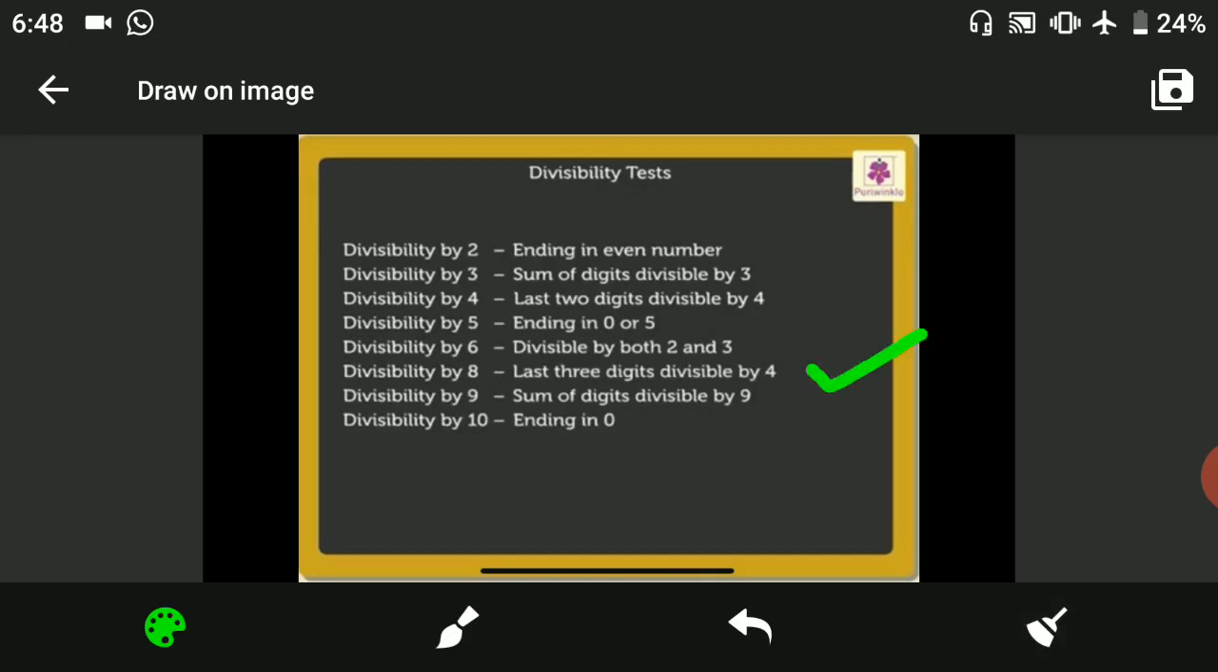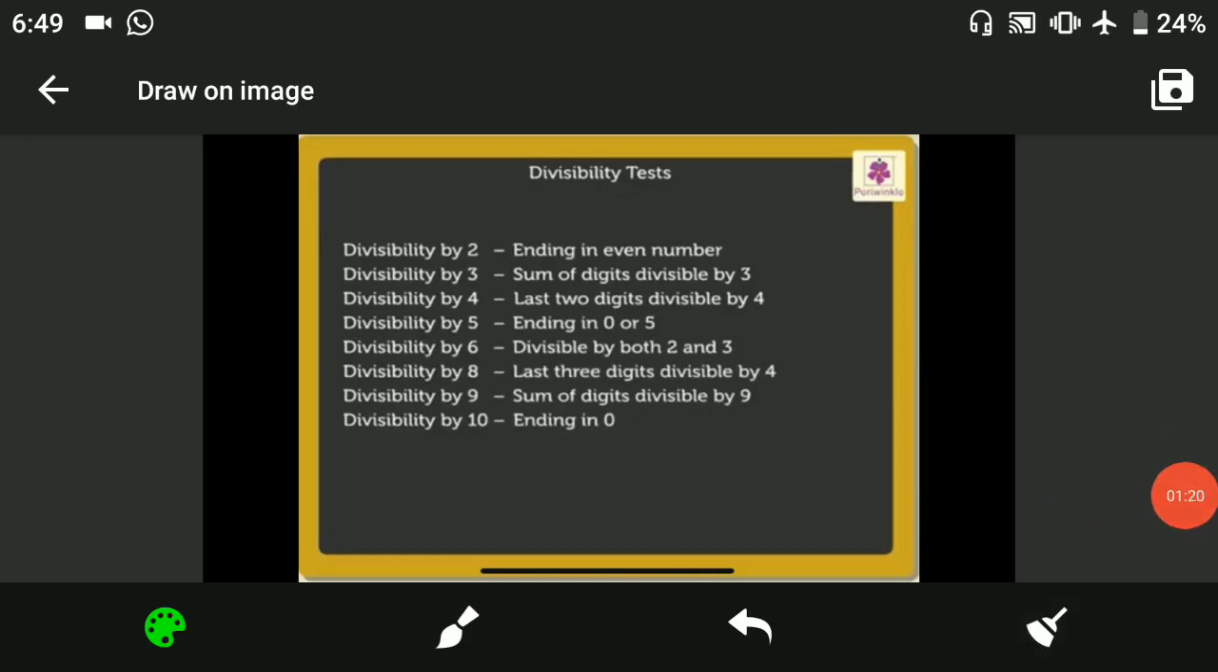And for divisibility by 9, you have to sum all the digits given in a number, and if the answer is divisible by 9, it means that number is divisible by 9. For divisibility by 10, you have to check 0 should be present at the end. Clear?